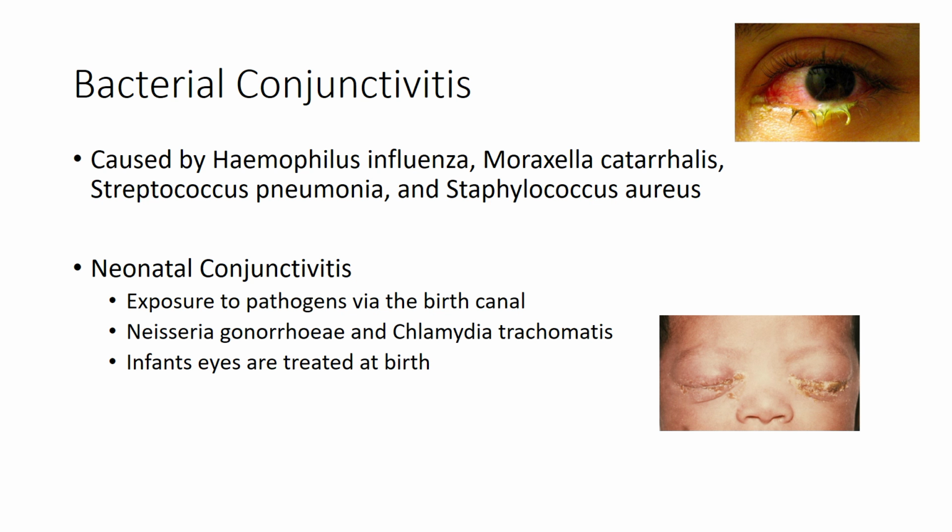Years ago, there used to be a very serious problem with neonatal conjunctivitis caused by Neisseria gonorrhoeae and Chlamydia trachomatis. These are sexually transmitted diseases that the babies were coming in contact with as they came through the mother's birth canal. We now, the moment an infant is born, treat the eyes with an antibacterial cream to prevent any sort of neonatal conjunctivitis.